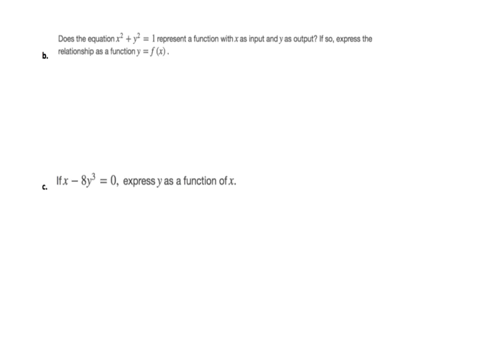Okay. Does the equation x squared plus y squared equal 1 represent a function with x as the input and with y as the output? If so, express it as a functional relationship. So I start with x squared plus y squared equals 1. And I'm trying to isolate y. So I'm going to subtract x squared off of both sides.